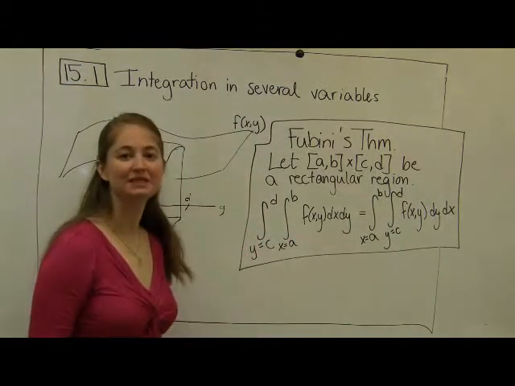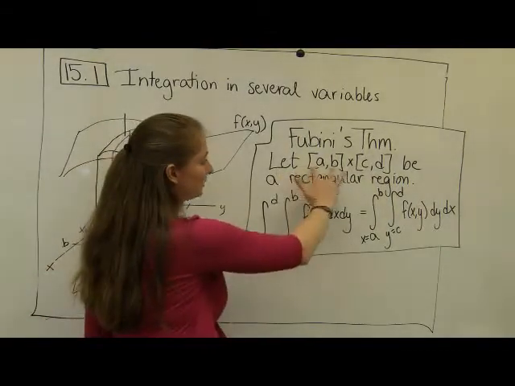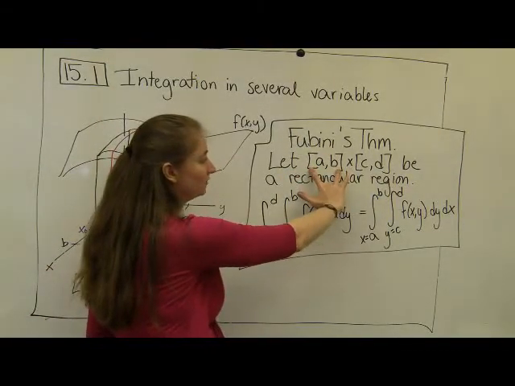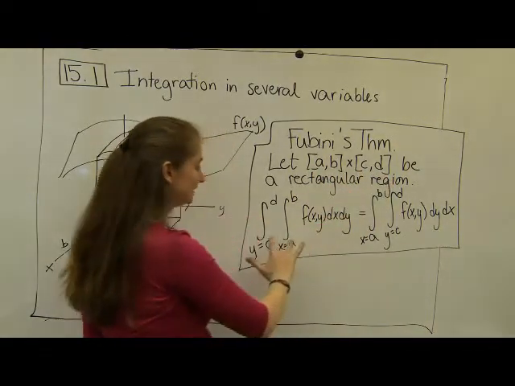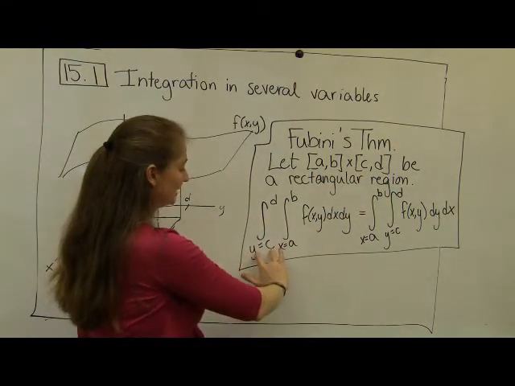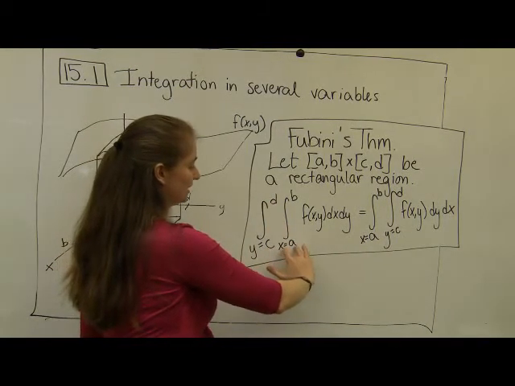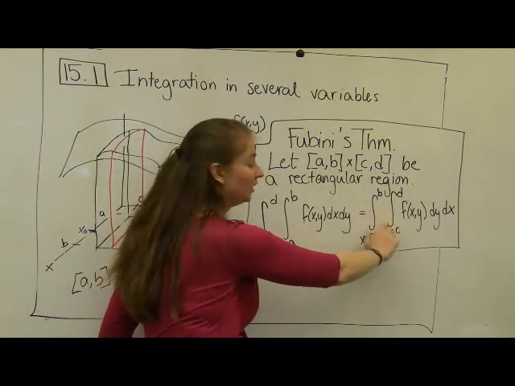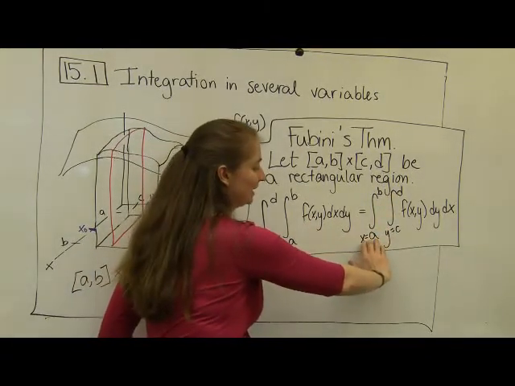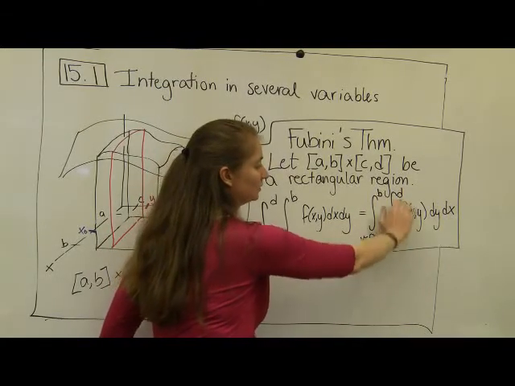So what does Fubini's theorem tell us? Fubini's theorem tells us that if I have a rectangular region where my x's are going from a to b and my y's are going from c to d, then the integral with y on the outside as y goes from c to d, and then with x on the inside as x goes from a to b, is going to be exactly equal to the integral where I take the x on the exterior of the double integral, where my x's go from a to b and my y's go from c to d.